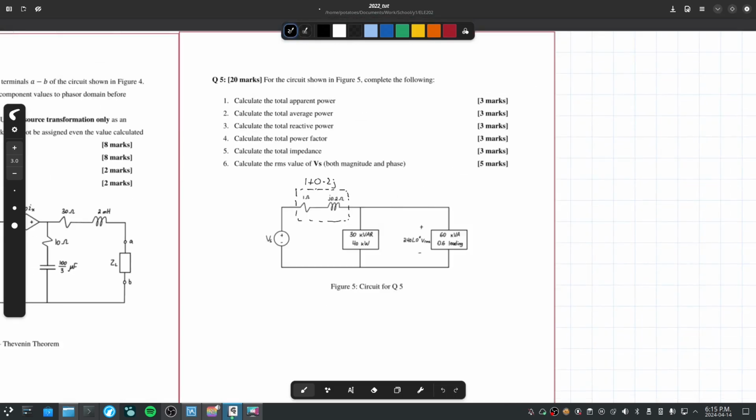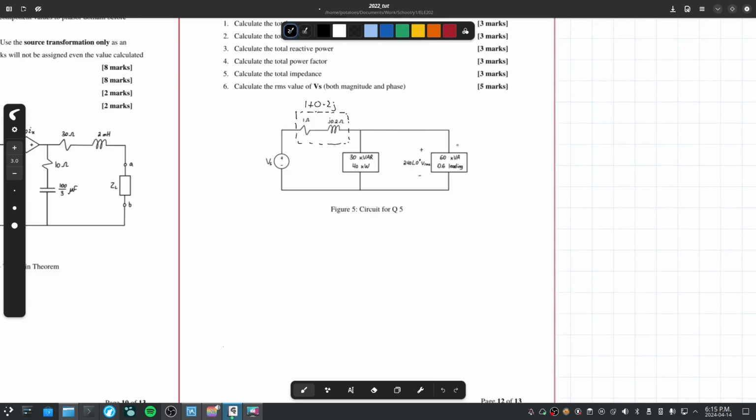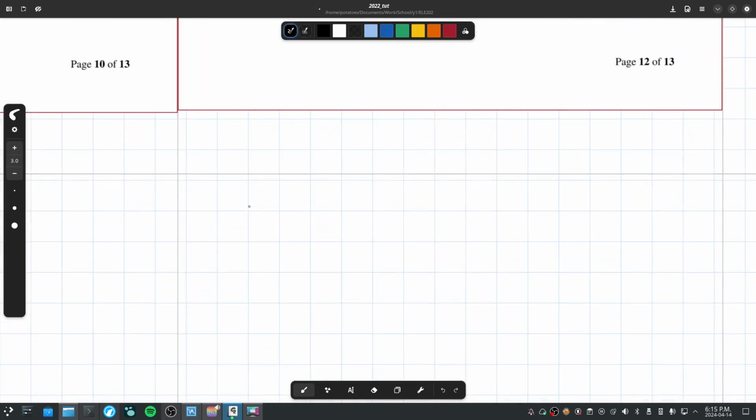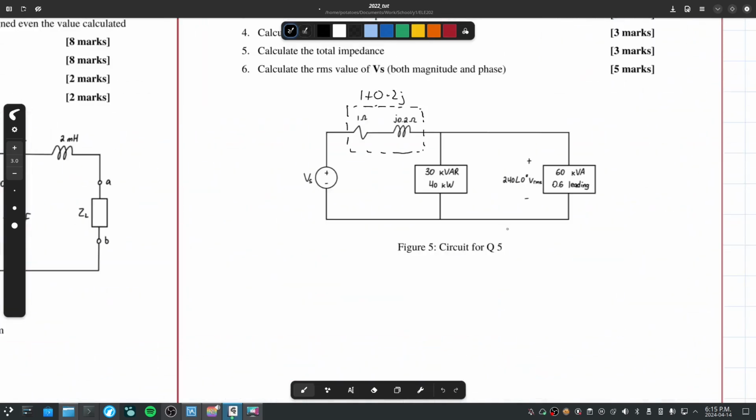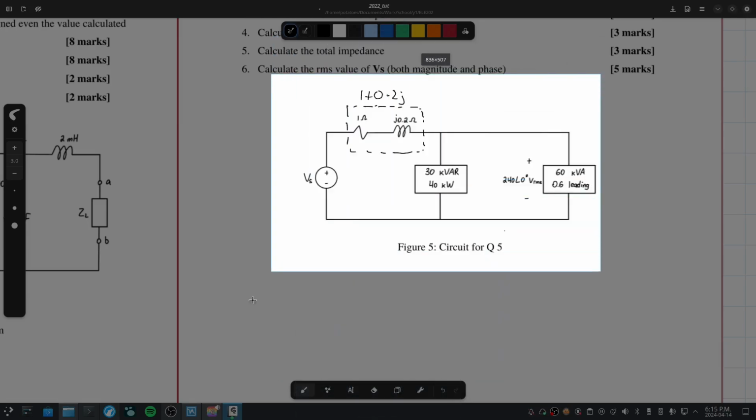So we need to find the total apparent power of all 3 of these. Let's start with this one on the right. So what we know about this question, let me just take a screenshot of it so I can see.